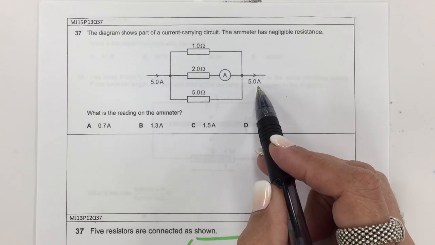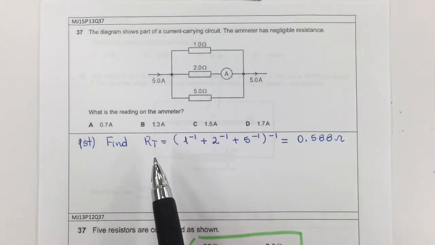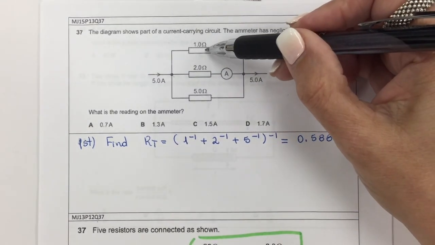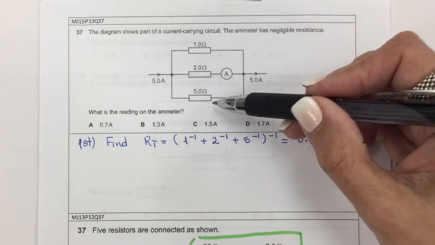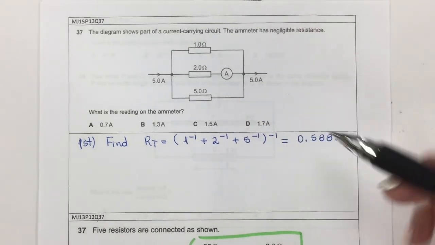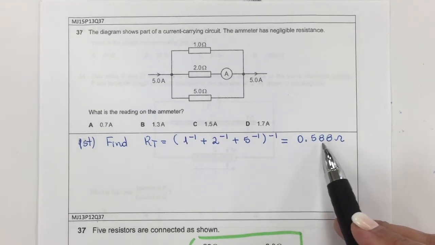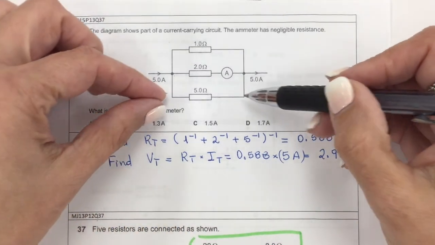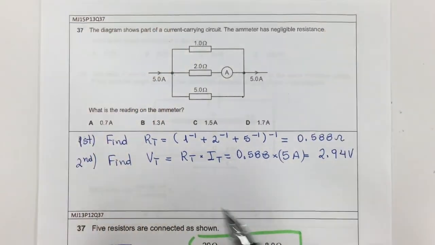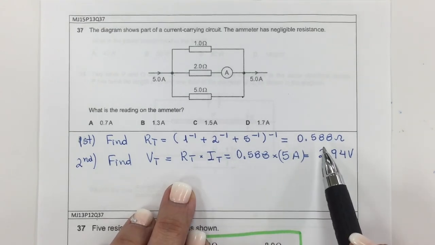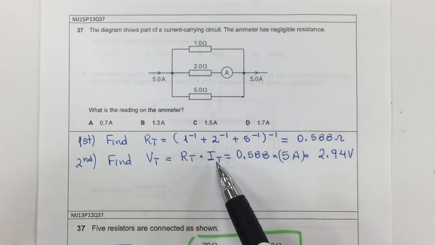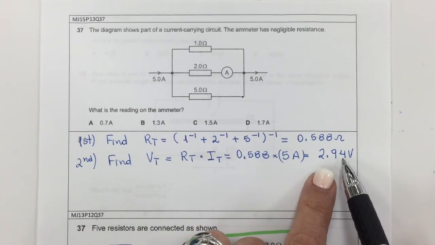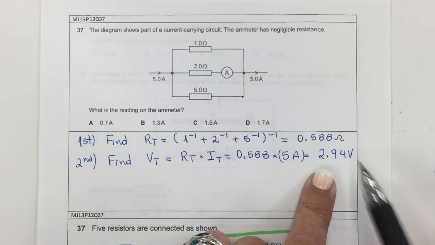I need to find the total voltage. So the first step is to find the total resistance, which is the inverse of this, plus the inverse of 2, plus the inverse of 5, inverse one more time. So I have 0.588 ohms. Then to find the total voltage, which is the same across each resistor, it is the total resistance times the total current in the circuit, which is 5. So my total voltage is 2.94 volts.